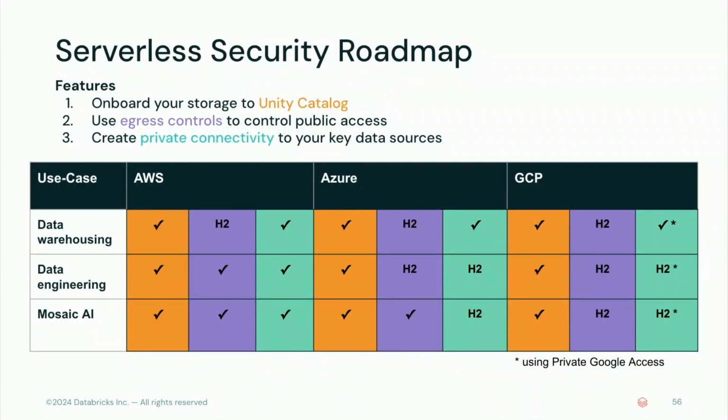So, features. Remember we talked about those 3 requirements you wanted to solve, and then we said there's 3 features to solve them. The first feature is onboarding your storage to Unity Catalog. The second is using egress controls to control public access. And the third one is creating private connectivity to your key data resources. That's the private link connection that we talked about. What you could do is if you have a particular use case in mind, data warehousing, data engineering, or an AI use case on any of the clouds, you can draw a mental line here and see what do we have. It's either one of these 3, 2 of these 3, or 3 of these 3.